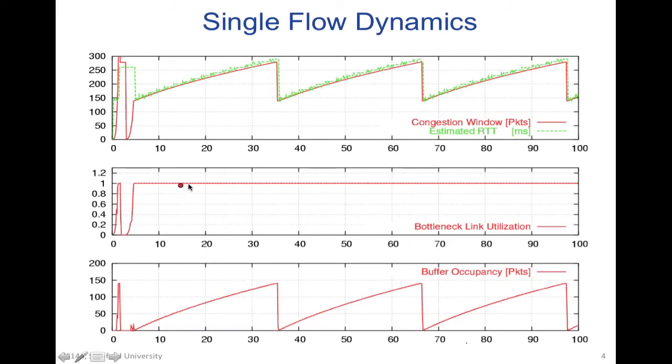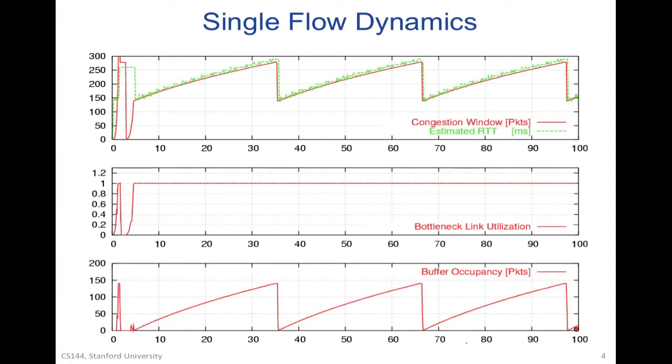This red line here is the utilization of the bottleneck link. In other words, how busy is that bottleneck link kept? And down here is the occupancy of the buffer, and we can see that evolving. So it's very similar to the simulation that we just saw, the animation that we just saw.